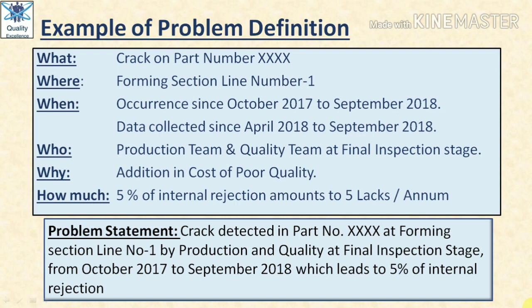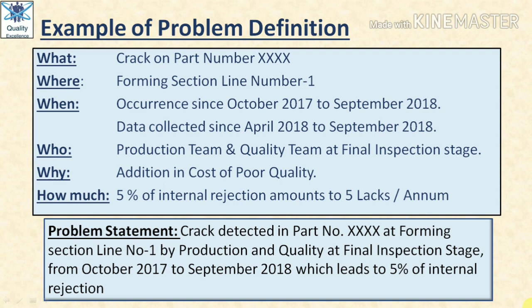And why? Here why means why it is critical. It is critical because it is adding to the cost of poor quality. And how much? Here we are quantifying. 5% of internal rejection amounts to 5 lakhs per annum. So we have replied to all the questions of 5W and 1H.